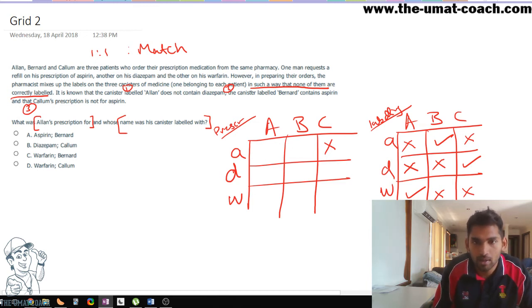So what I do next is look for keywords like this: in such a way that none of them are correctly labeled. What that means is that if aspirin is labeled to be for Bernard, I know that Bernard did not want aspirin, so I can put a cross here. If warfarin is labeled Alan, I know that Alan did not want warfarin. And if C is labeled D, I know that C did not want D. So again, I can fill up this table, two crosses and a tick. Remember to put all your crosses once you put a tick, and then two crosses, and so on.